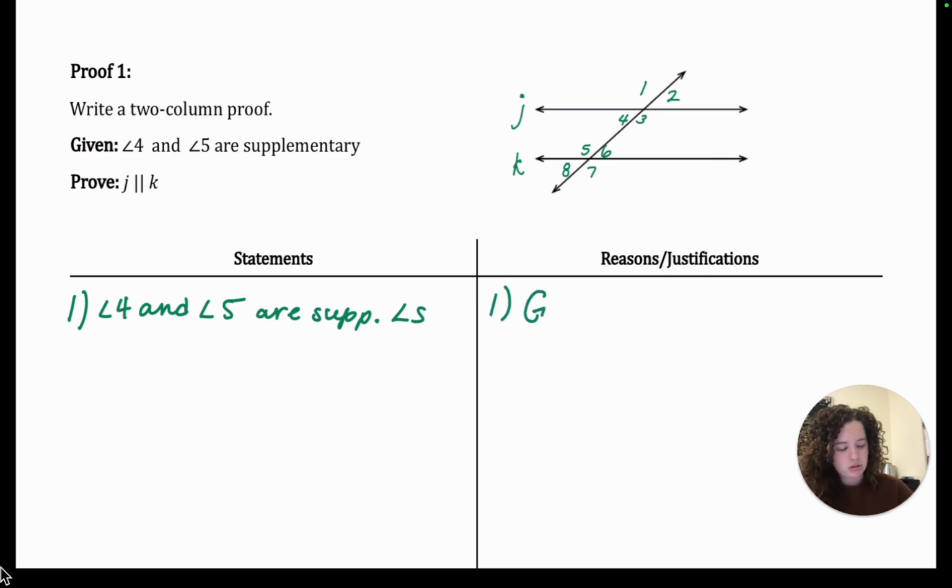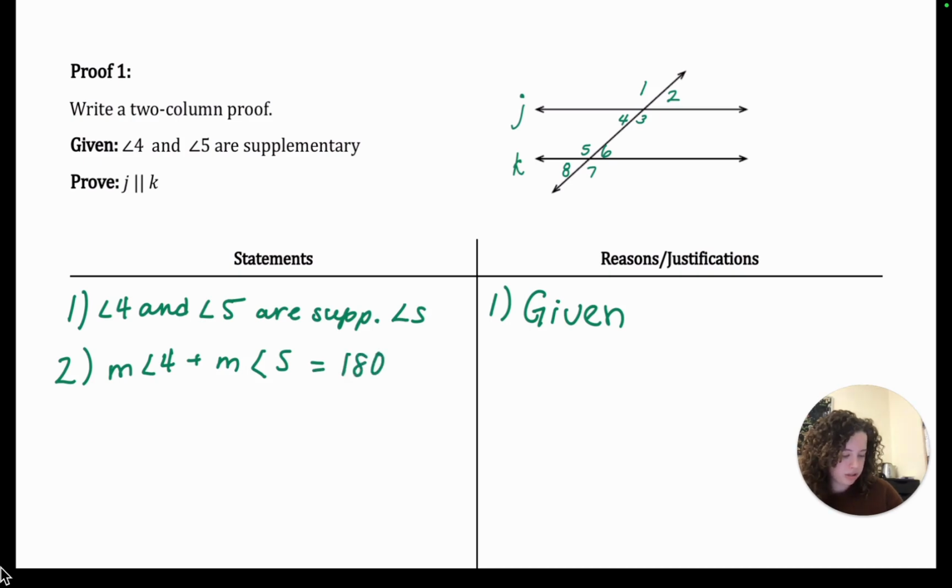It is given to us. All right. Now, we have been given information that says that two things are supplementary. What does it mean for two things to be supplementary? We have to interpret the information that we have been given. Tell me what it means. Well, it means that the measure of angle 4 plus the measure of angle 5 is equal to 180 degrees.